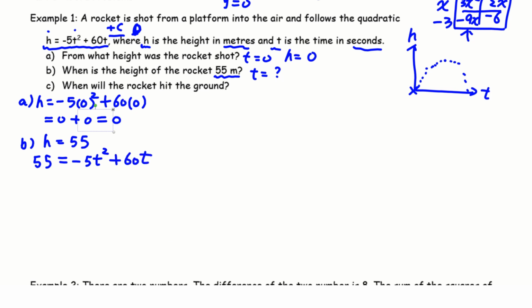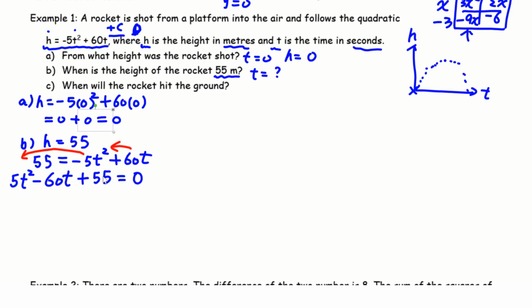Like we showed before, we don't want to see the negative a value, so we move these two terms to the other side. Then make sure one side is 0. So we move negative 5t squared to the other side, becomes the opposite operation, positive 5t squared. Positive 60t, move to the other side, becomes minus 60t, then plus 55.